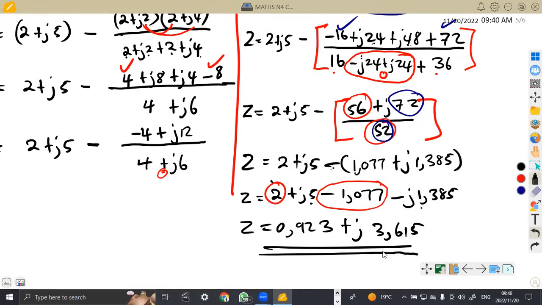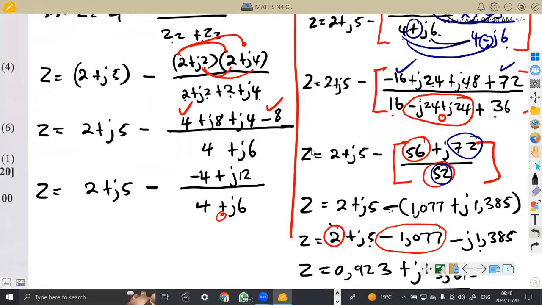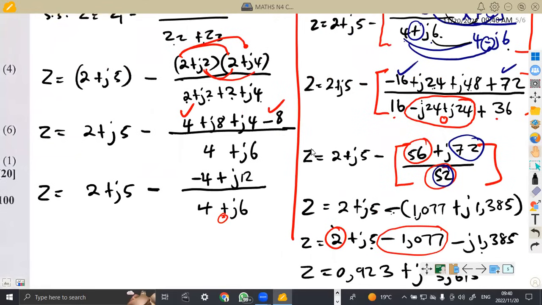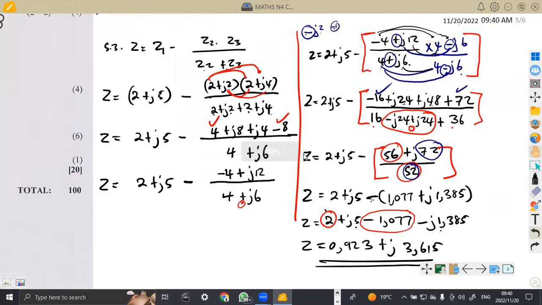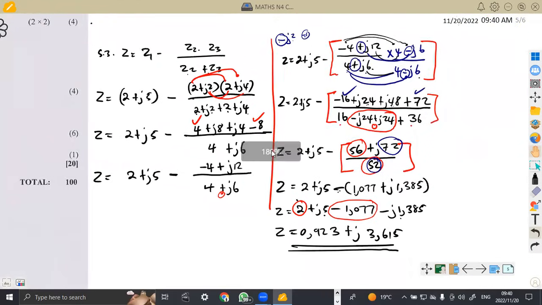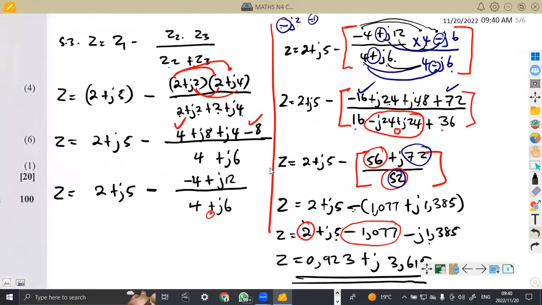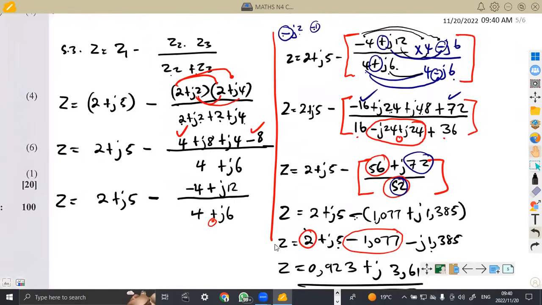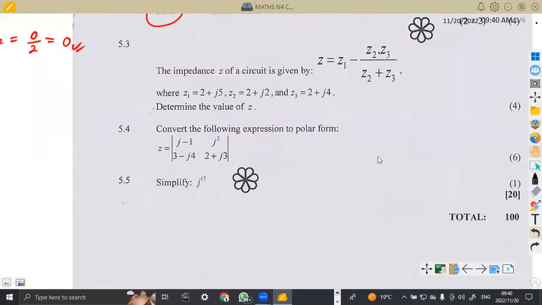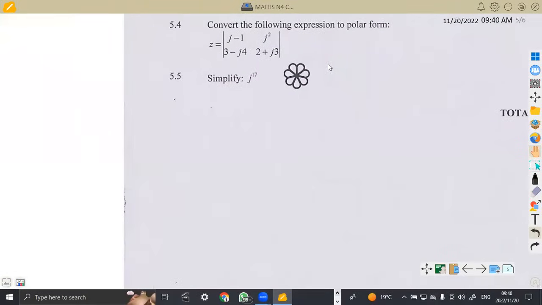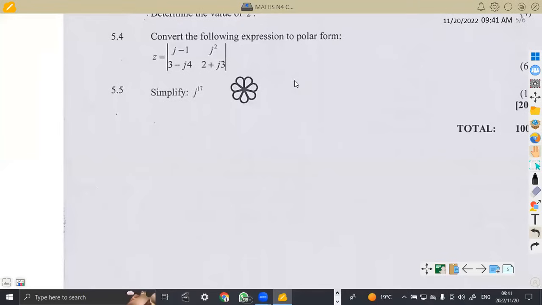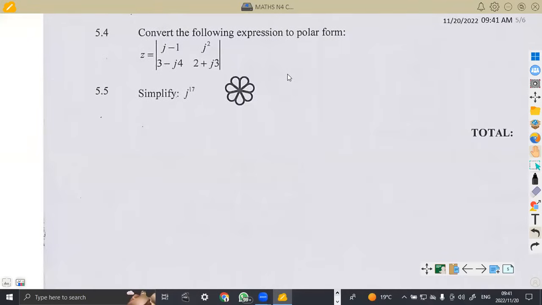You are not told the format to leave your answer in, so you can leave your answer in this format. It was fine. Or you can leave it in any other format of your choice, which is proper, but that is what we had. So as you can see, guys, this question had a lot, but these were the steps that we're supposed to take. Okay, let's see the other part, 5.4, where we are now given an expression to convert to polar form.